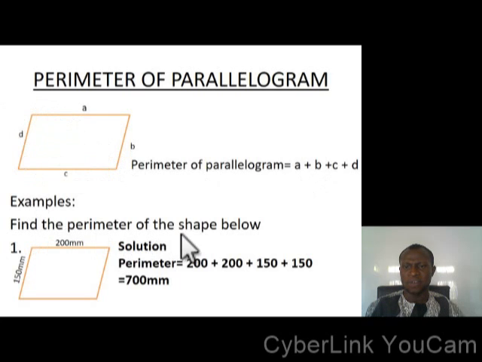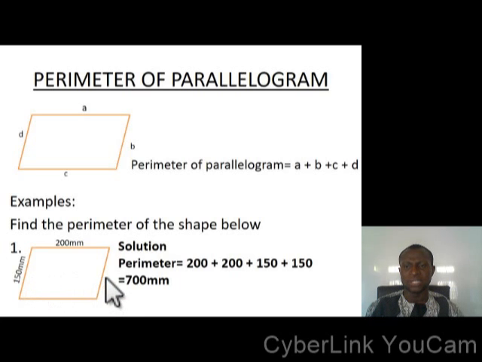Find the perimeter of the shape below. You have the length of it as 200 millimeters, then the width of it as 150 millimeters. Remember, the two opposite sides of a parallelogram are equal and parallel. Then this other side is also equal to this side. So if this side is 200 millimeters, then this side must definitely be what? 200 millimeters. If this side is 150 millimeters, this side should also be what?